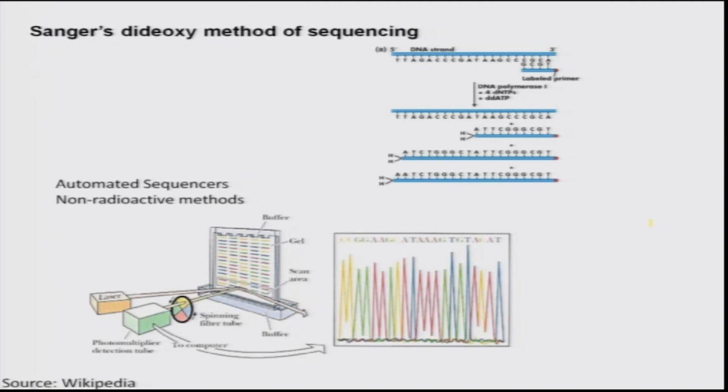So, in other words, instead of loading 4 independent lanes for a given DNA, now you have a gel in which each lane represents one sample, and you are separating it.